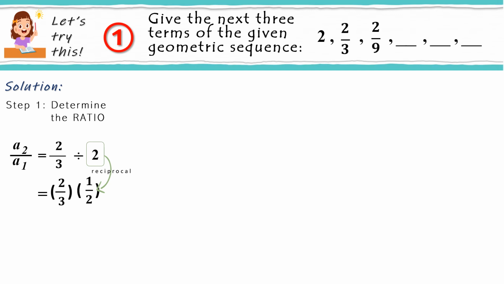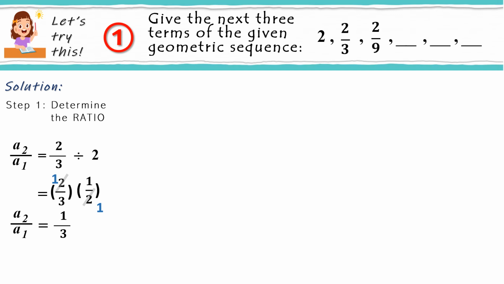Meron tayong whole number at alam natin na kapag whole number, ang denominator niyan ay 1. So, to get the reciprocal, ang denominator ay magiging numerator at ang numerator ay magiging denominator. And then, we will proceed to multiplication. So, we have 2 and 2 will be cancelled out by dividing the common factor which is 2. So, ang 2 dyan ay magiging 1. And then, our a sub 2 divided by a sub 1 is equal to 1/3.